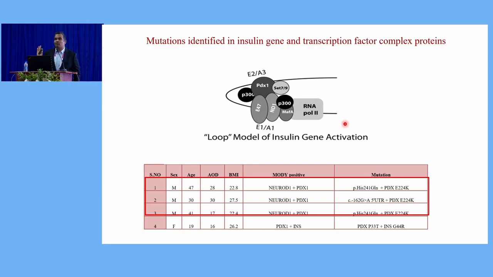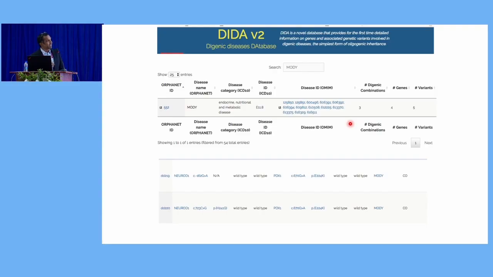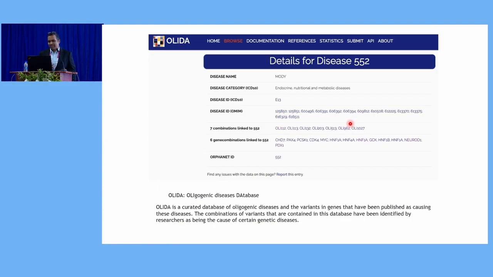Now we actually have 4 cases with NeuroD1 and PDX1, and we screened more than 1,000 controls and don't find this combination in the controls. In 2014, a database called the Digenic Disease Database came up. There were 54 diseases included, and 3 cases were included under it, of which 2 cases were from our lab. Now it's been changed into the Oligogenic Disease Database, where there are 7 combinations under MODY, and we have 14 combinations in our lab which we are investigating.